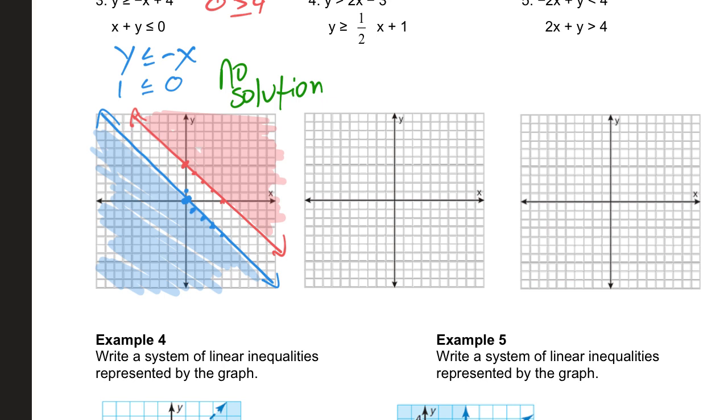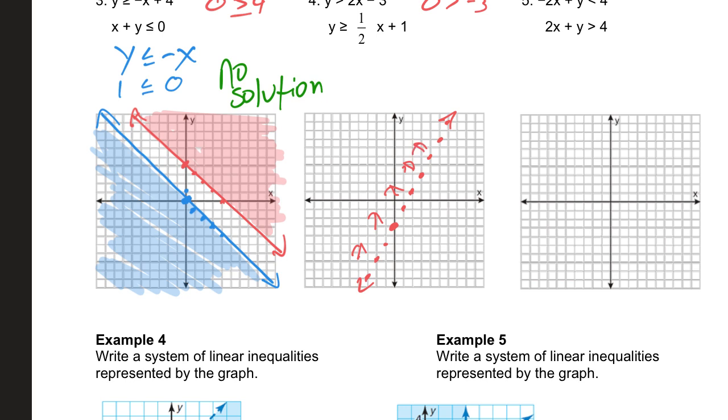Let's look at number 4, intercept of -3. I'm going to go up 2 and over 1. Do that a few times. And this one is a dashed line, so maybe I'll just keep my points here. If I test 0, 0, I get 0 is greater than -3, which is true. So I'm going to shade everywhere on this side of the line.